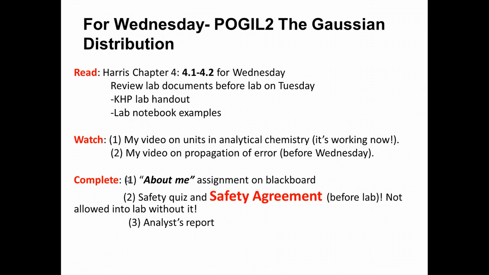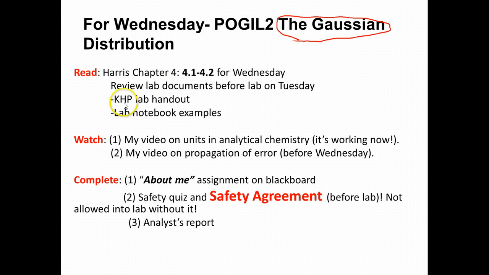So before next class on Wednesday, we're going to be doing another POGIL. In this case, we're going to be talking about the Gaussian distribution, which deals with this random error that we were talking about, in the shapes of populations of data. This comes from chapter 4 in Harris, sections 4.1 and 4.2, so please read those before Wednesday.